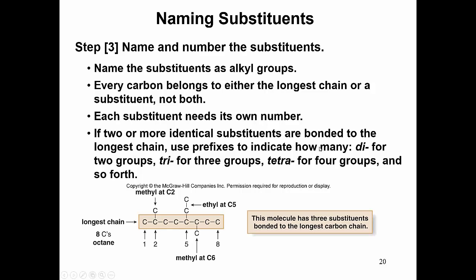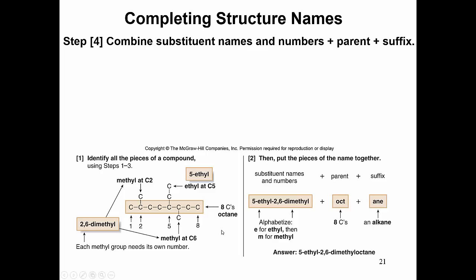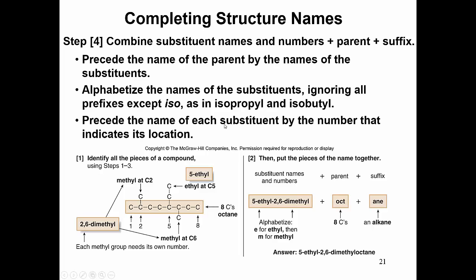And if two or more identical substituents are bound to the longest chain, we use prefixes. So if you have two methyl groups, we'll call it a dimethyl. Three methyl groups, that is three of the same substituents. Let's say three ethyl groups, we call it a triethyl. Tetra, etc., and so on. So this compound has three substituents bound to its longest chain. We have a methyl at carbon 2, ethyl at carbon 5, and another methyl at carbon 6. This is going to be a dimethyl. And what we're going to do is try to complete the name now. Just put it all together.